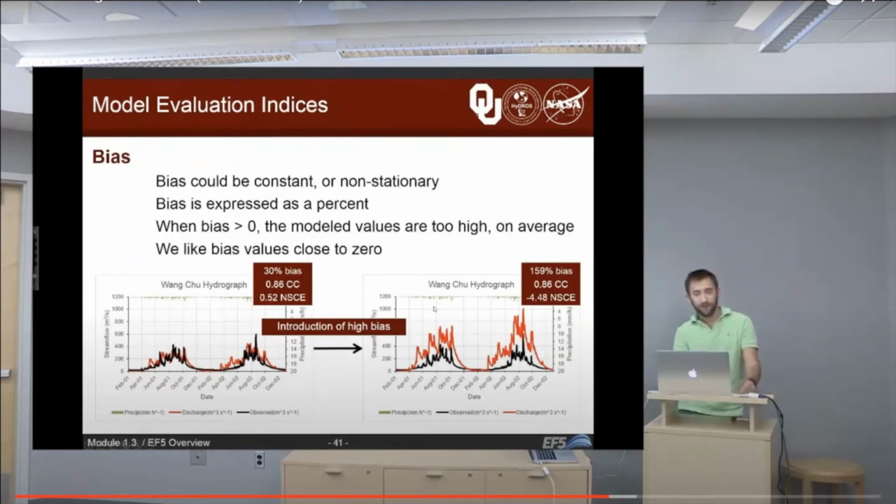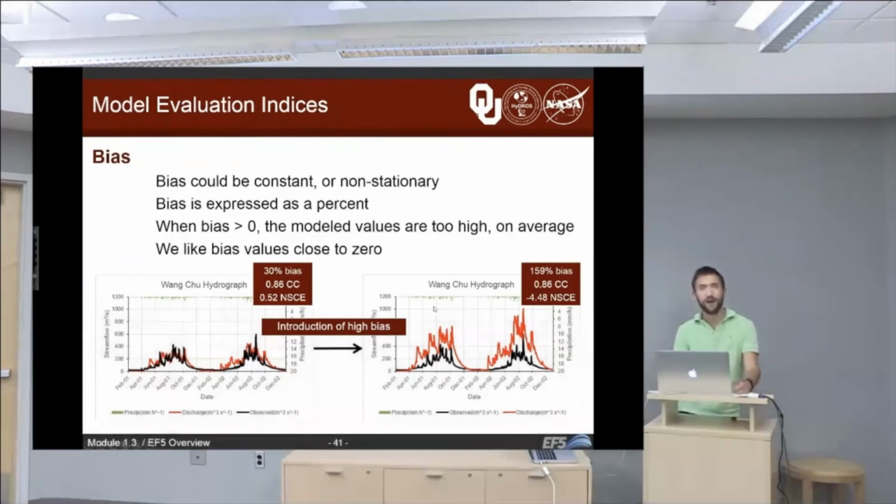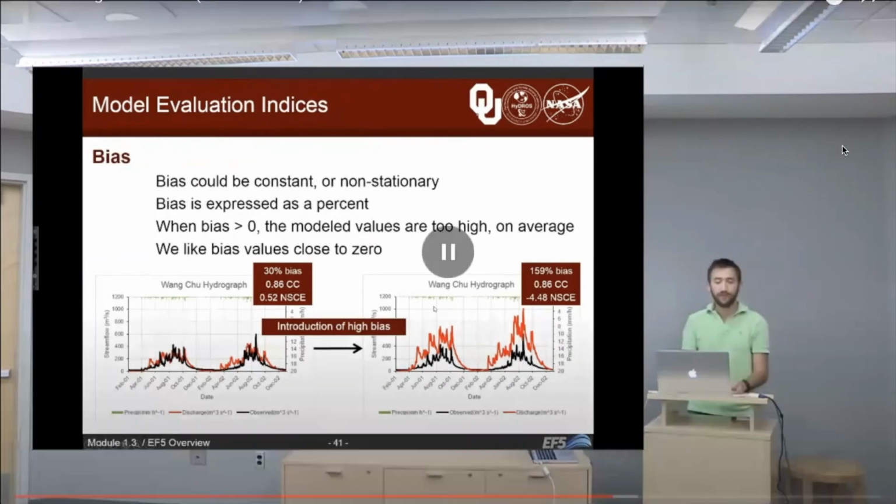Bias could also be constant or non-stationary, so you could have a bias of 4 cubic meters per second and just add 4 onto every single thing instead of doubling it, or you could have one where it subtracts it. There are different ways of looking at it.